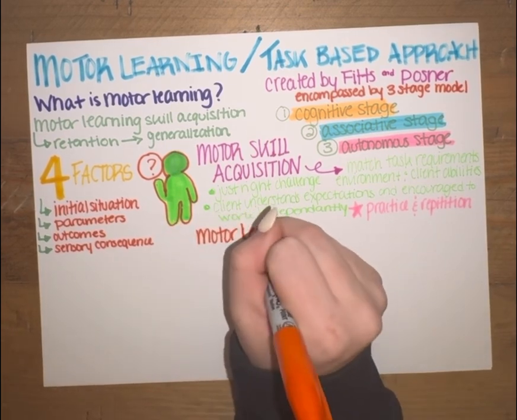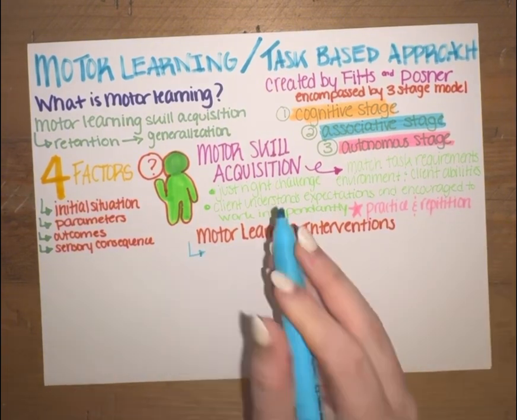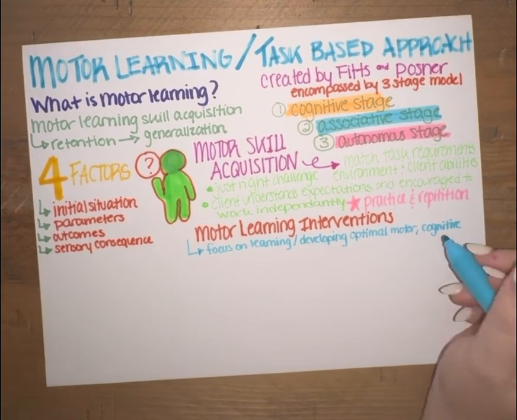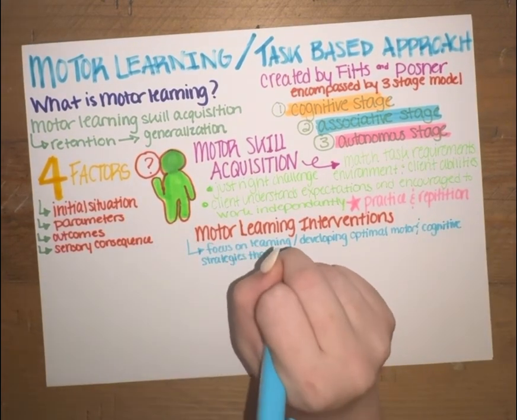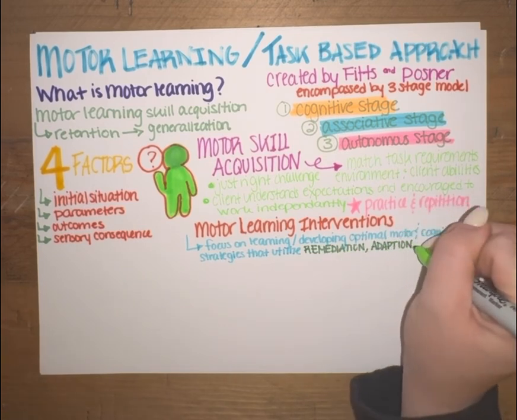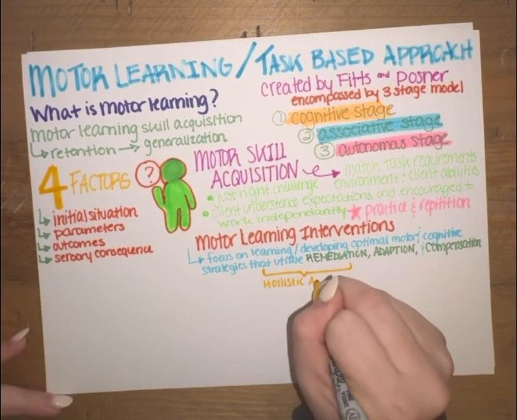When it comes to implementing motor learning interventions, this model focuses on developing optimal motor and cognitive strategies that utilize remediation, adaptation, and compensation through a holistic approach. As stated before, we want to initially focus on outcome of movement, and then later, as they progress, work on motor performance and their overall proficiency.